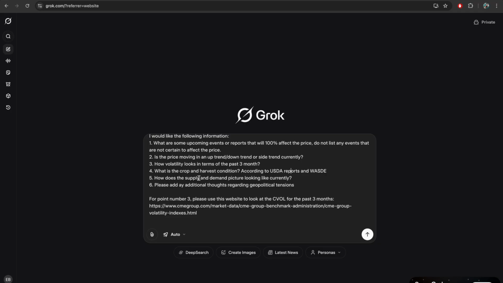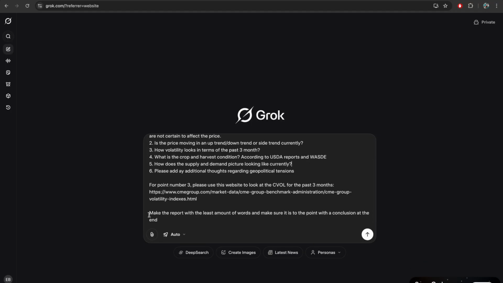Number 5 is how does the supply and demand picture look currently? So do we have more harvest than expected? Are there any buyers for wheat or soybean, and so on. And 6, please add any additional thoughts regarding geopolitical tensions. Then at the end, make the report with the least amount of words and make sure it is to the point with a conclusion at the end.